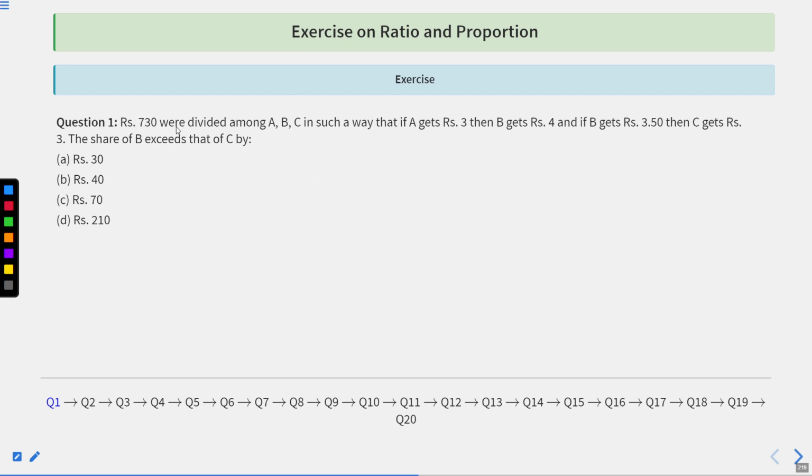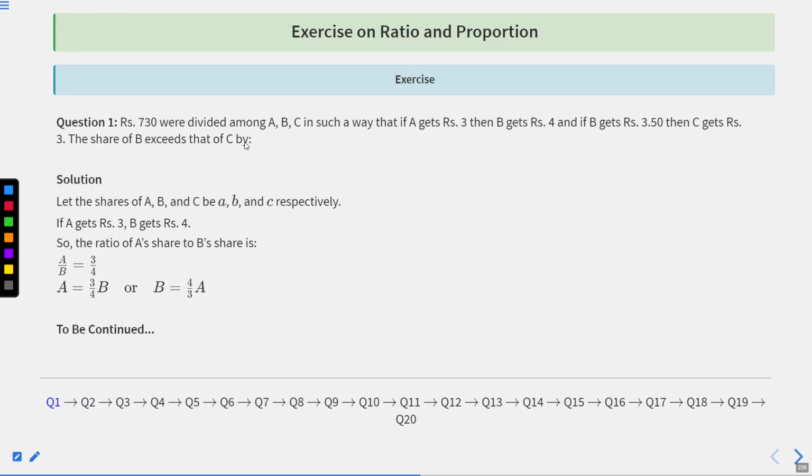Rupees 730 were divided among A, B, C in such a way that if A gets rupees 3, then B gets 4 rupees, and if B gets 3.5 rupees, then C gets 3 rupees. The share of B exceeds that of C by. So let us have a look over the solution.